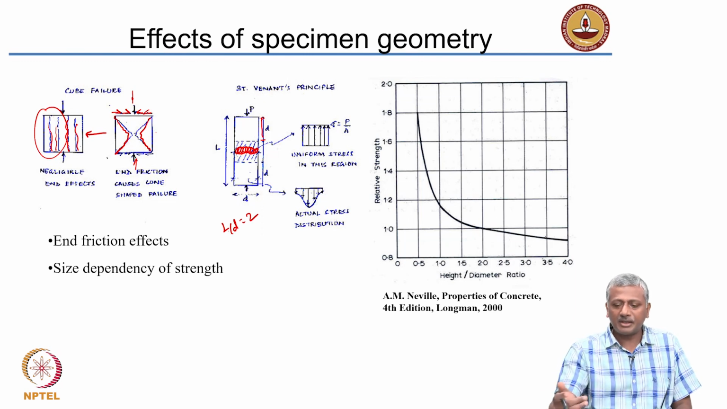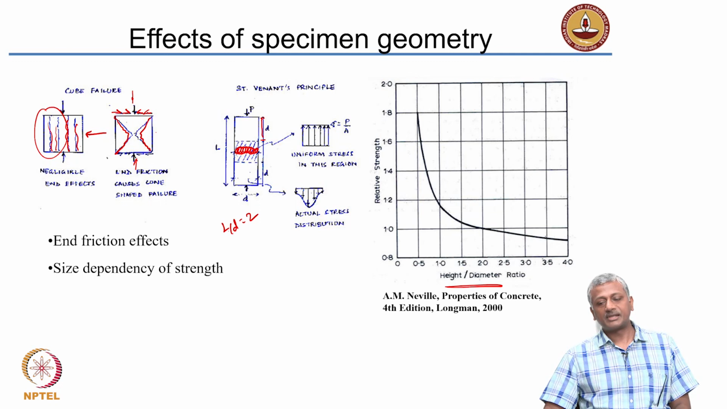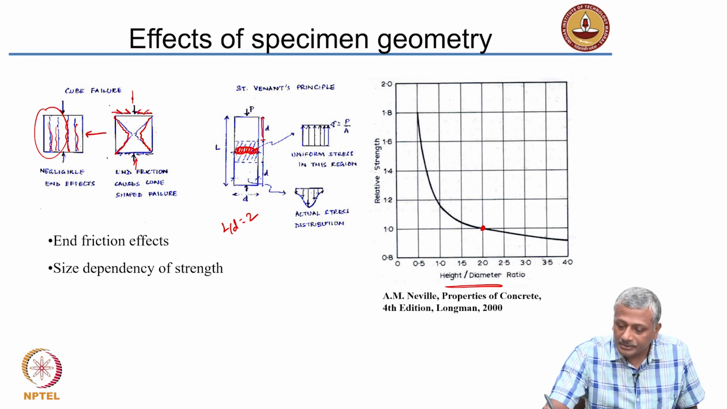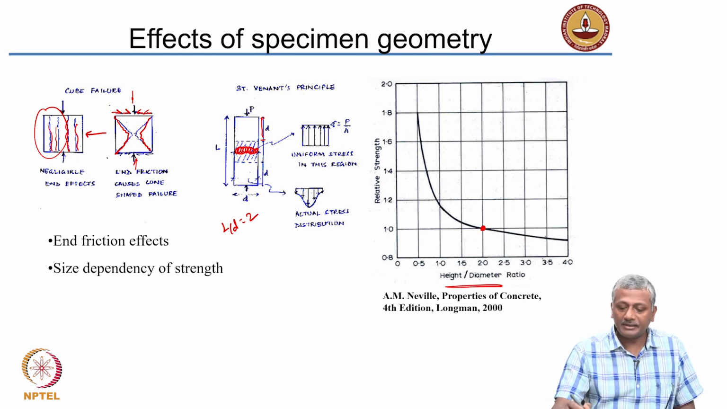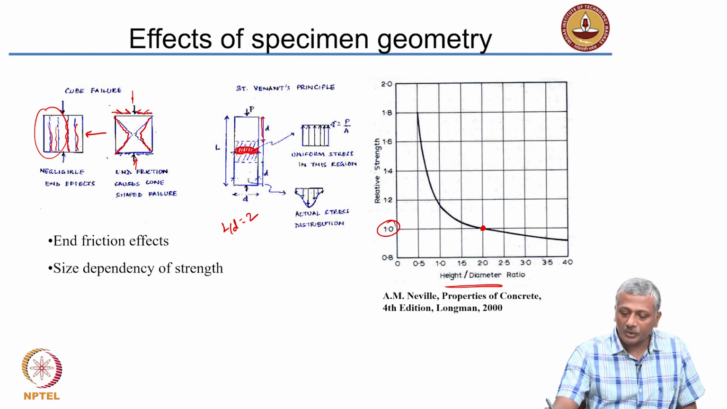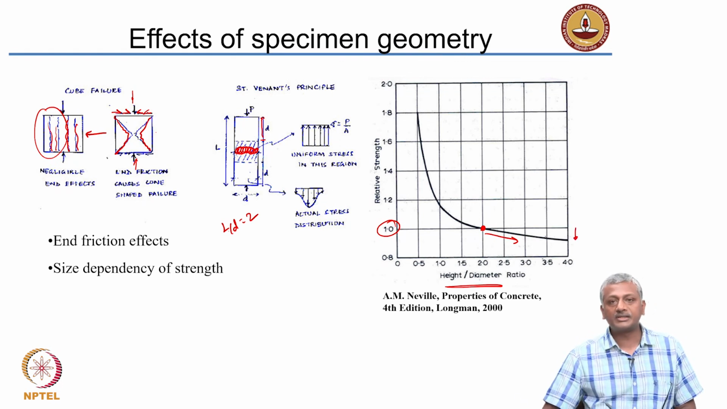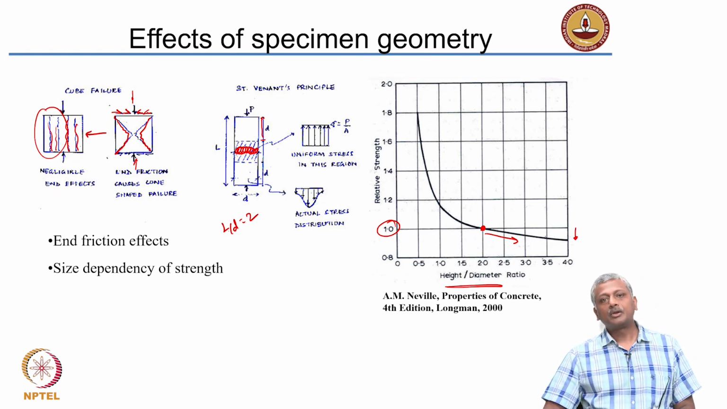Okay. The same concept can be understood by looking at what happens when you change the height to diameter ratio of a cylinder. As I said, standard height to diameter ratio is 2, and that is where you get the true strength. What happens when you increase the height to diameter ratio? Usually you start reducing the strength. Okay. Not very significant, but yeah, you can reduce to about 10%.